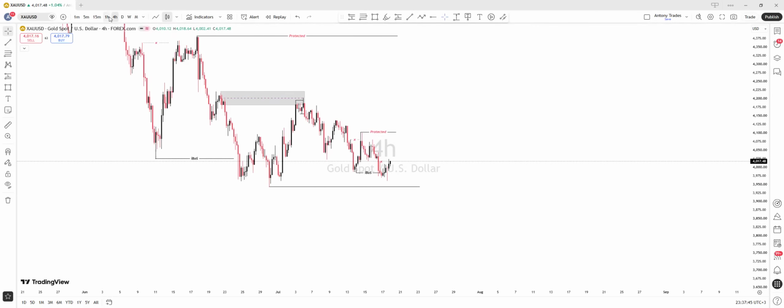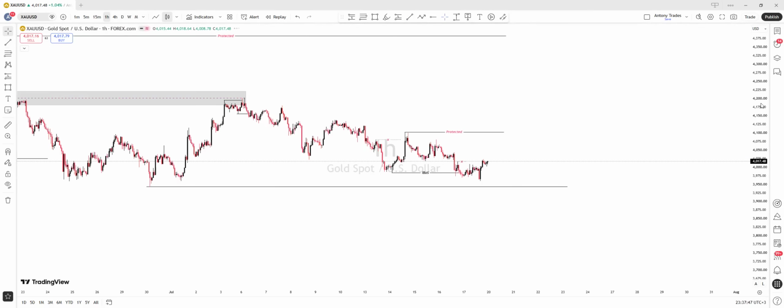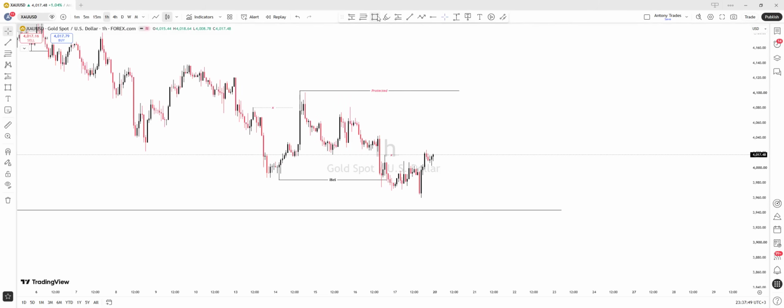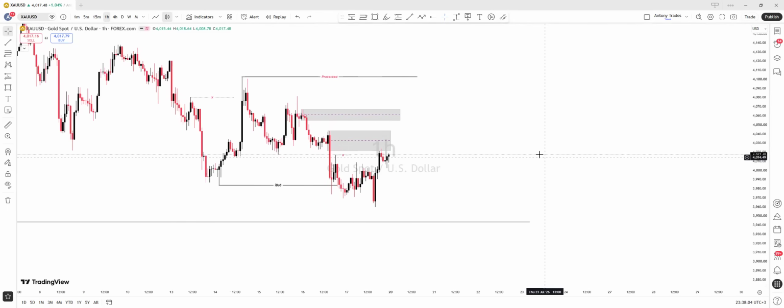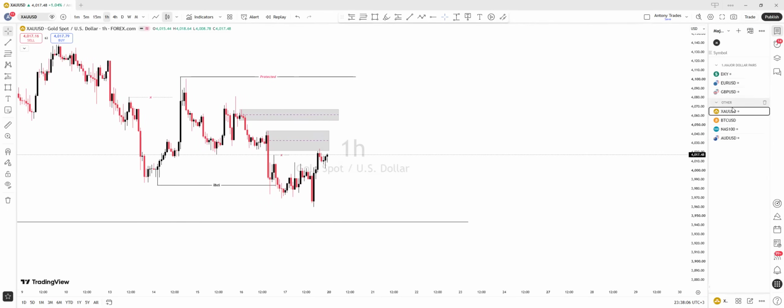So let us be observant and see what the market will do within those two zones that we have marked. We have this order block here from 1 hour, and we also have this order block here also from the 1 hour. So those are the 2 points of interest that we'll be watching on gold once the market opens. So that is it, guys, on gold.